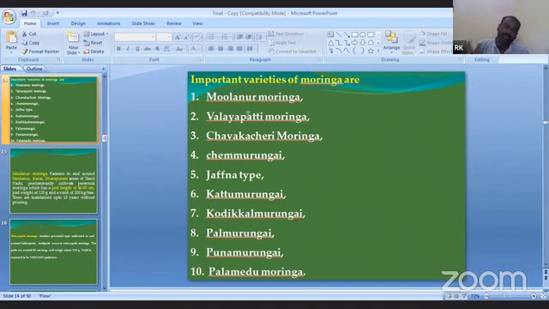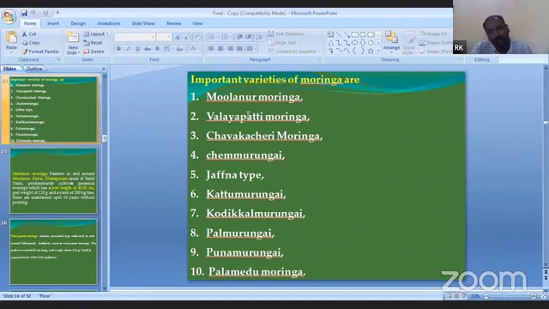Then they determine which variety is good, then correlate and standardize these varieties. Then they establish more: Molanur Moringa, Valayapatti Moringa, Cheri Moringa, Chem Murungai. Murungai is a Tamil name. Moringa in Tamil is Murungai.